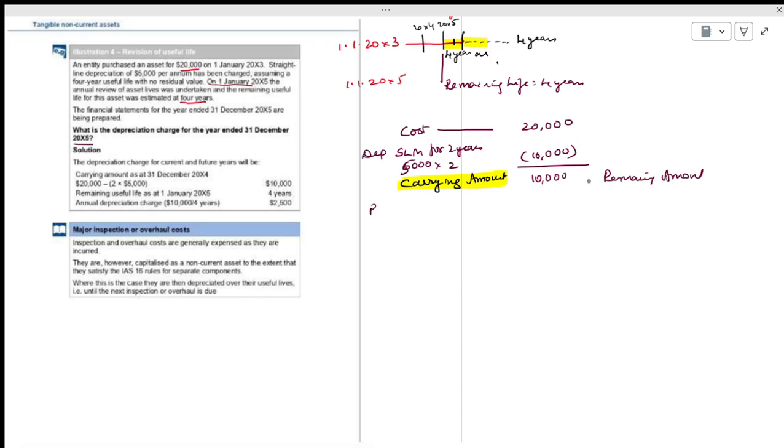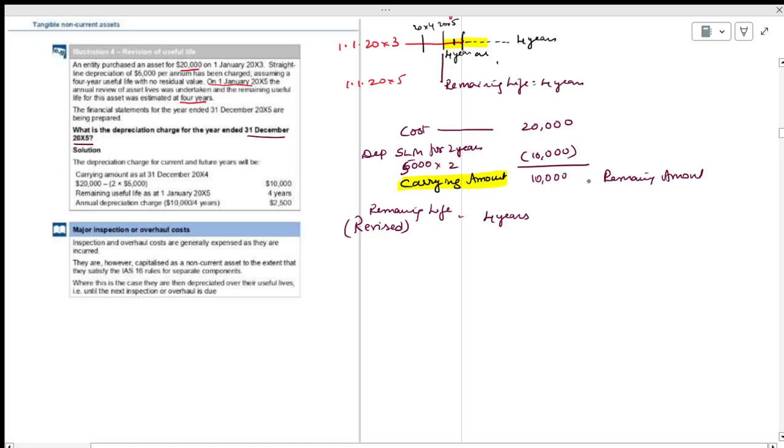Now, what is the remaining life? I will not use the word remaining life; I will use the word revised life. How many is the revised life? 4 years. They are asking about 31st December 2005.